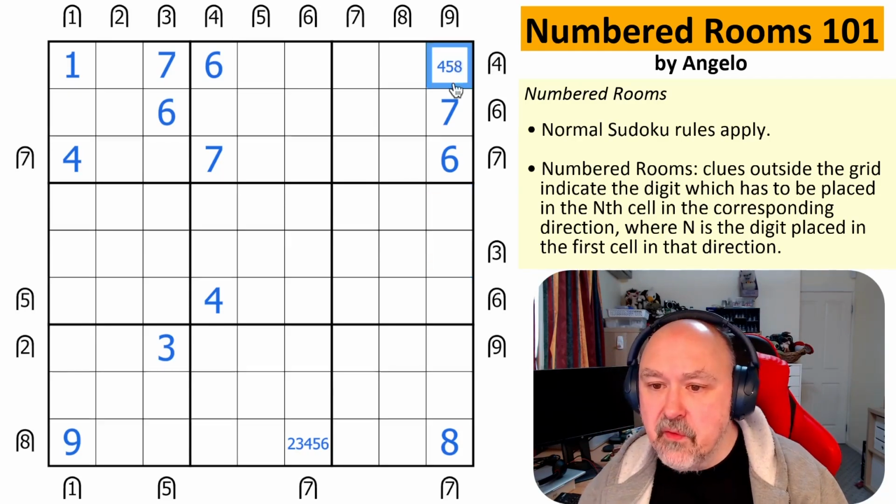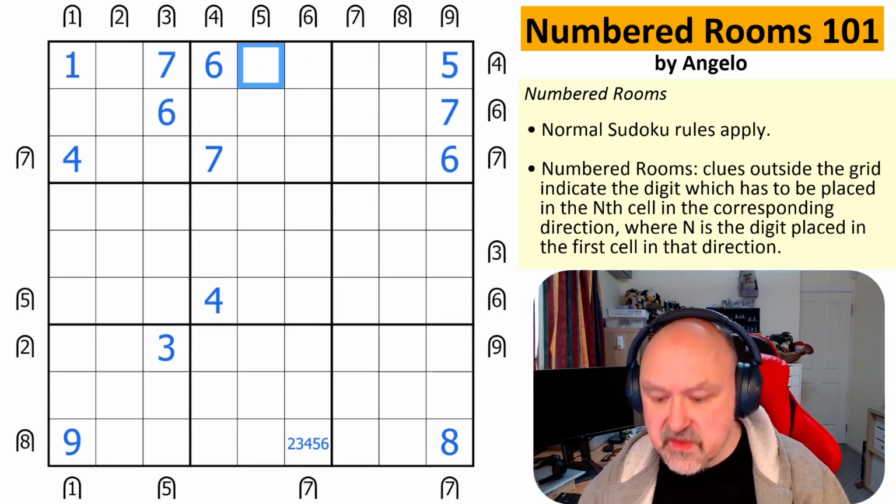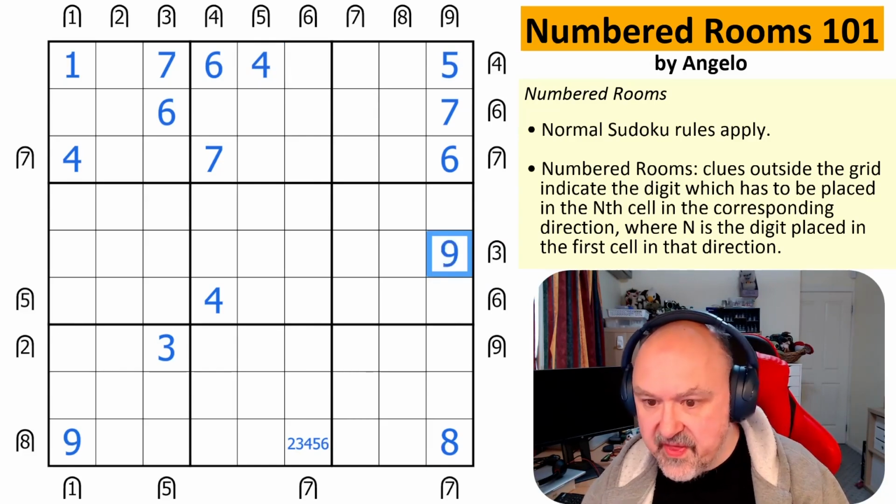And that can't be a 4, because if that's a 4, that would put a 4 there because of the 4 clue. So that's not a 4. And it's not an 8 because it sees an 8. That's a 5. So that's a 4, and that's a 9.